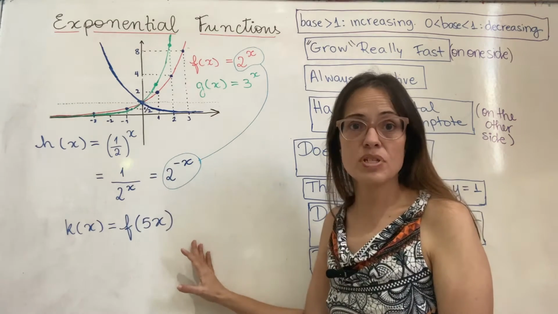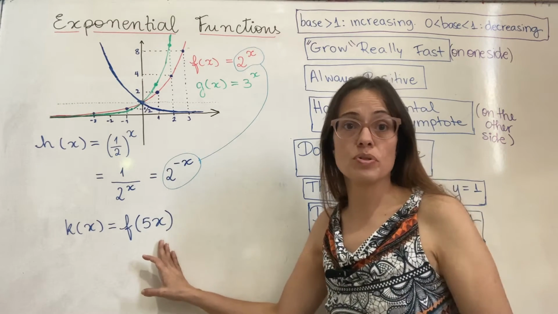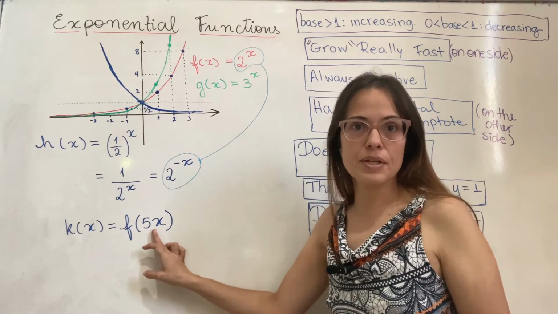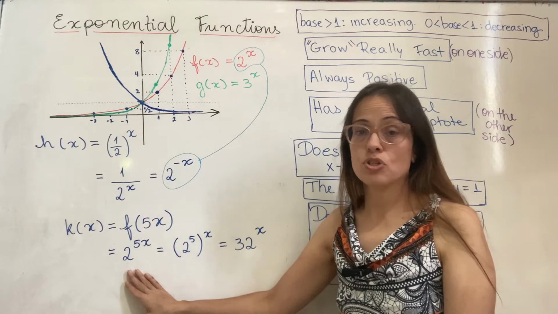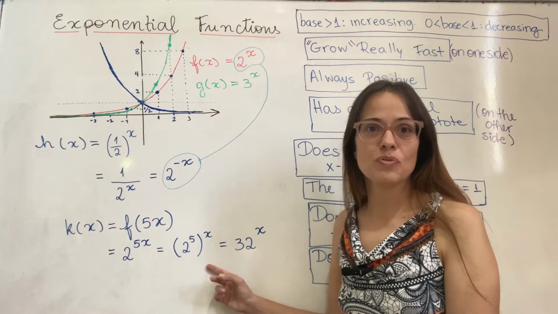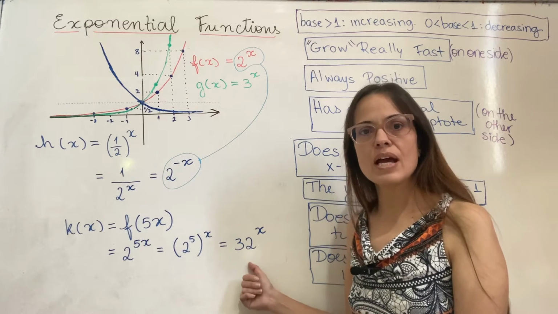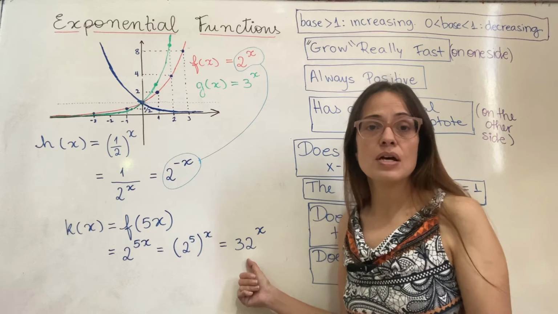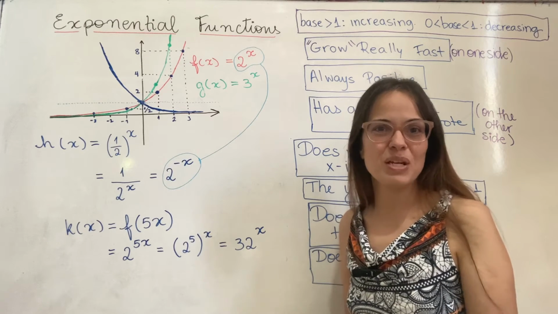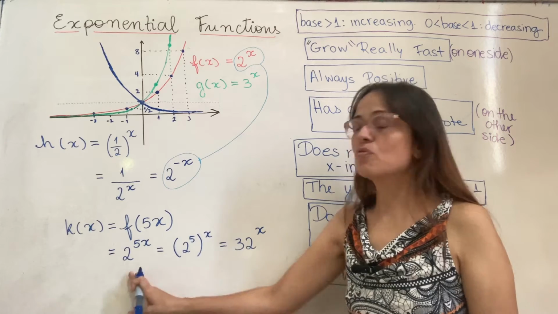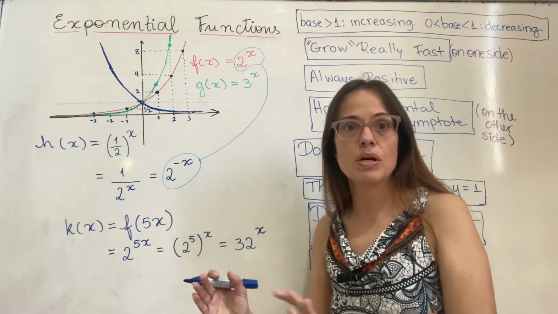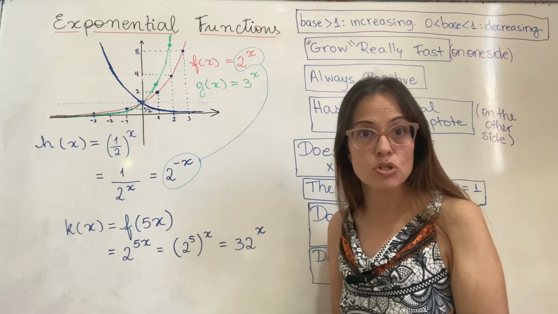And you can do something similar in the case of horizontal stretches when you multiply the independent variable by a number, which in the case of this function just makes it 2 to the power of 5x. And then using a different rule of exponents, you find that you are actually just dealing with a different exponential function because the base has changed. The base is now 32 instead of being 2. But that's it. So you don't have to worry about dealing with horizontal transformations.